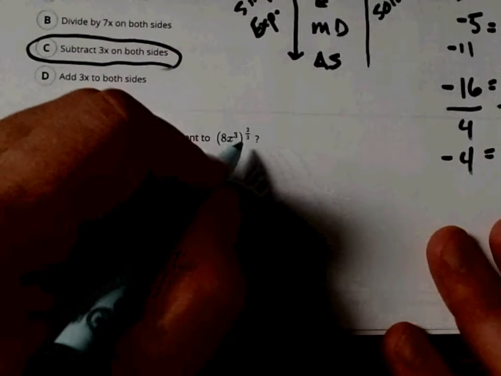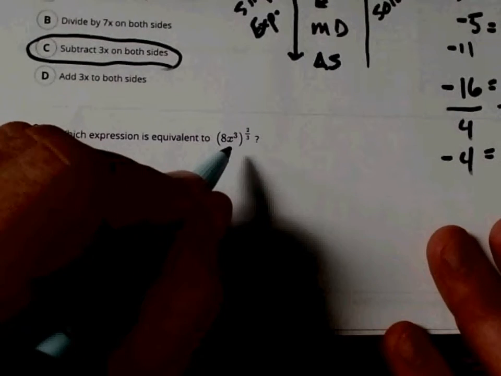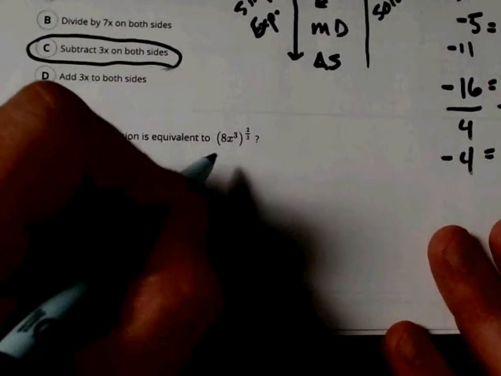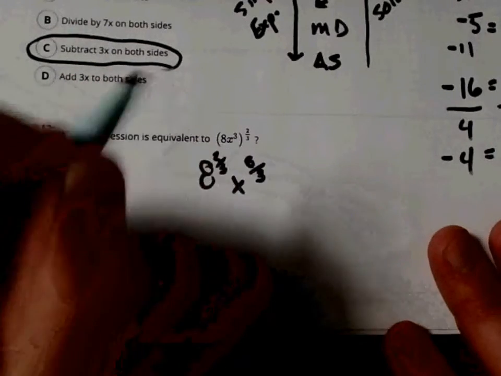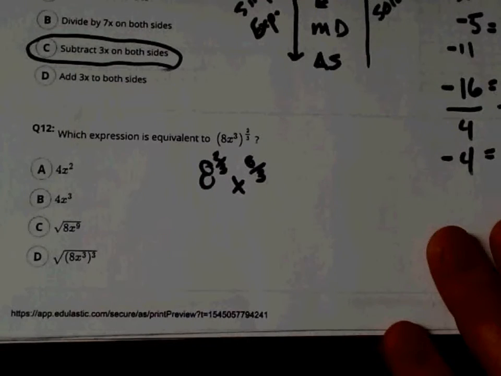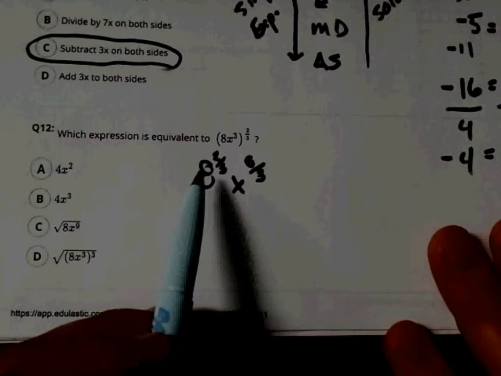We're going to perform the power rule, which says that this 2/3 is being multiplied to everything in here. Correct? And so when I do that, this is going to be 8 to the 2/3 and x to the 6/3. Correct? Do y'all agree with that? All right, and so 8 to the 2/3, we're not going to do anything to it yet.